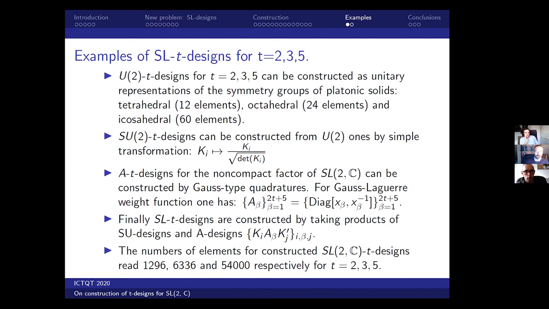And then we can calculate the designs for this non-compact factor using, for example, Gauss-Laguerre quadratures. As we already discussed, they have 2T plus 5 elements respectively, and are composed of diagonal matrices made of these shifted zeros of Laguerre polynomials. And of course, finally, these SL designs can be constructed by taking the products of these two, and for these values of T, respectively 2, 3, and 5, we obtain SL designs of these numbers of elements.